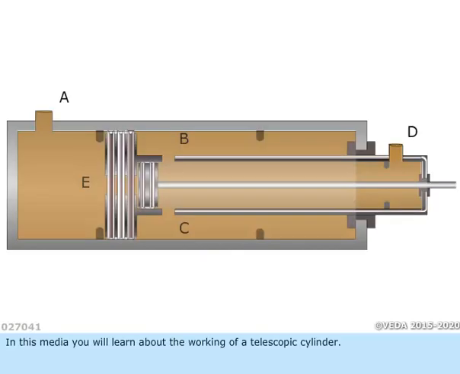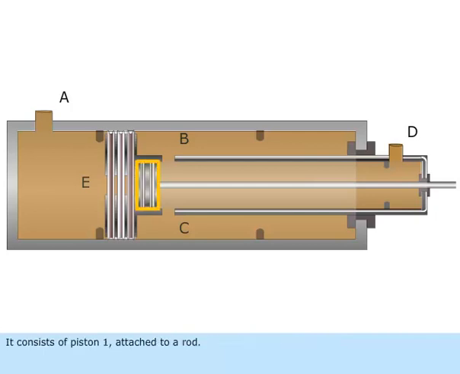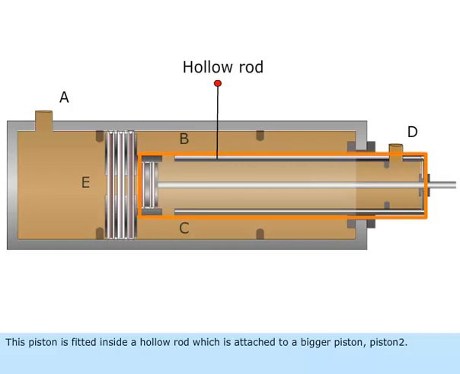In this media, you will learn about the working of a telescopic cylinder. It consists of piston 1 attached to a rod. This piston is fitted inside a hollow rod which is attached to a bigger piston, piston 2.